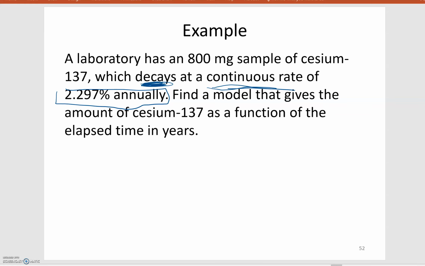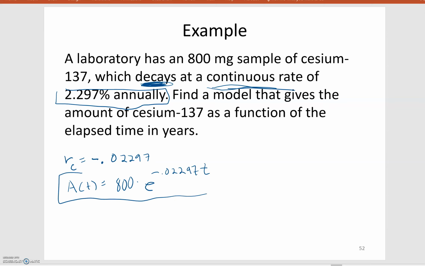So the fact that it's a continuous rate of decay means that RC is going to be negative. So this is going to be a negative 0.02297. Other than that, same basic principle. Amount at time t is equal to 800 times e to the negative 0.02297 t. And that will be our model.